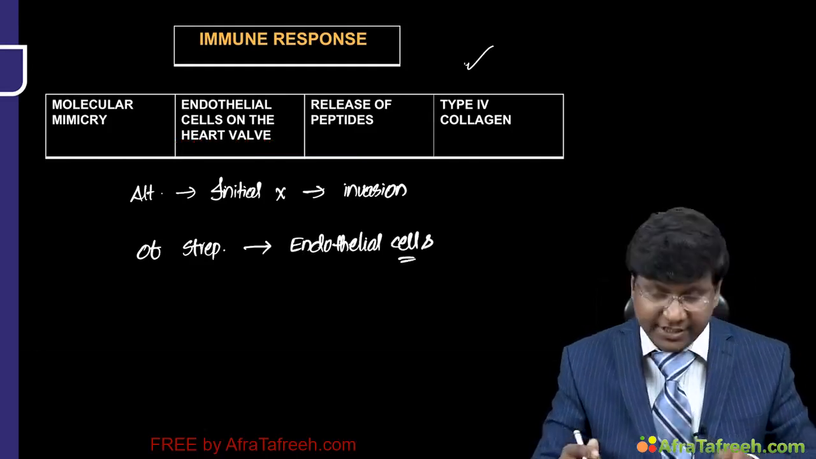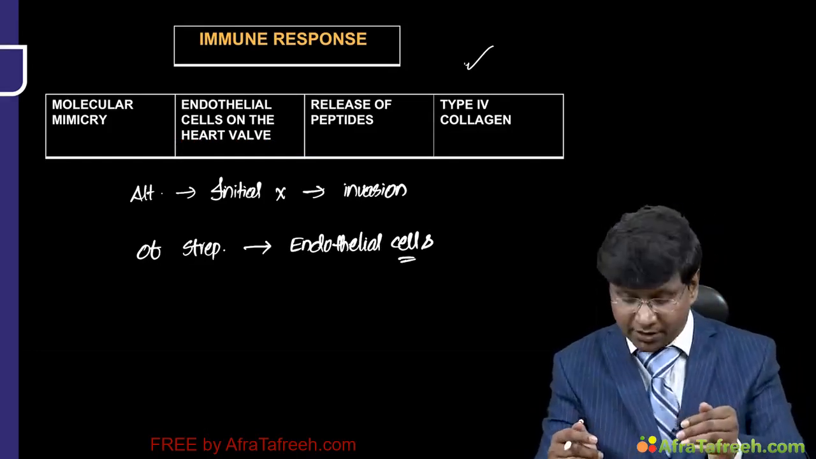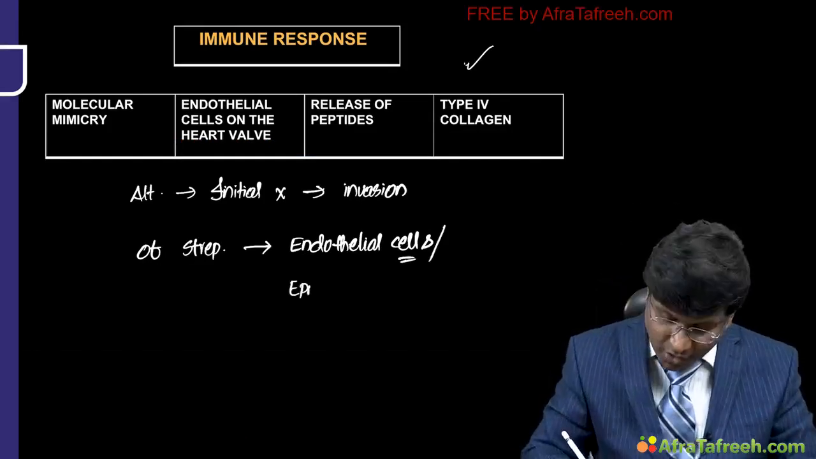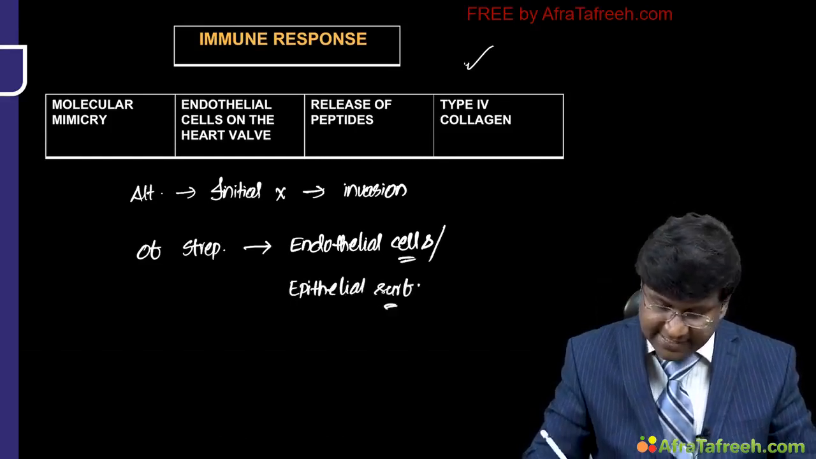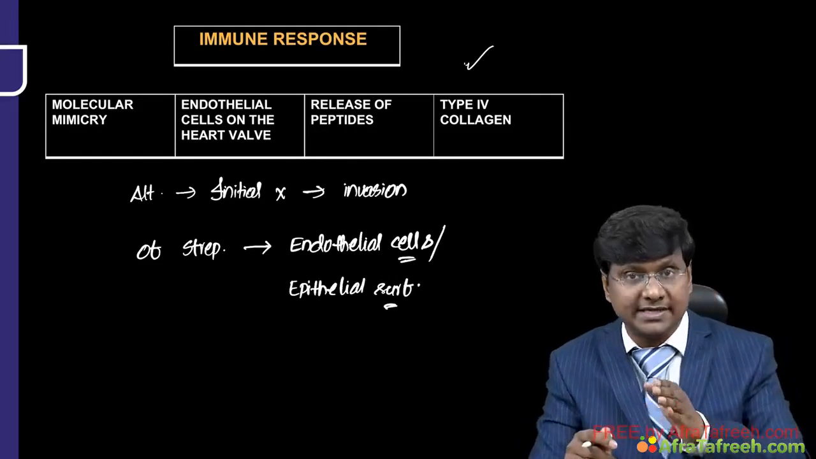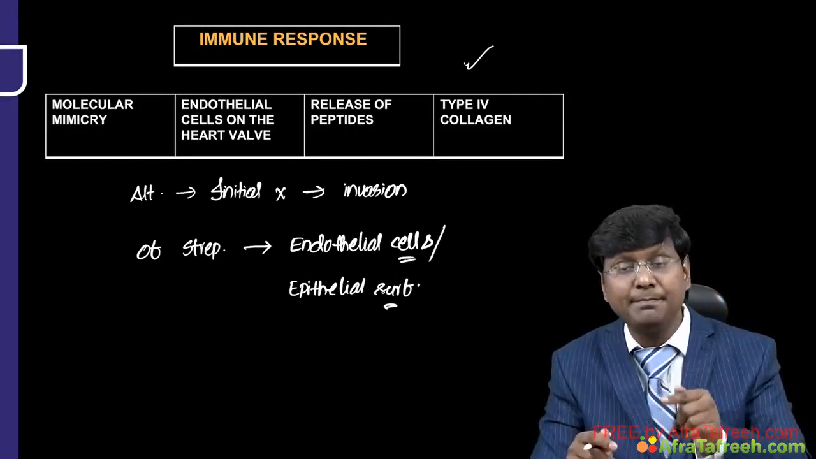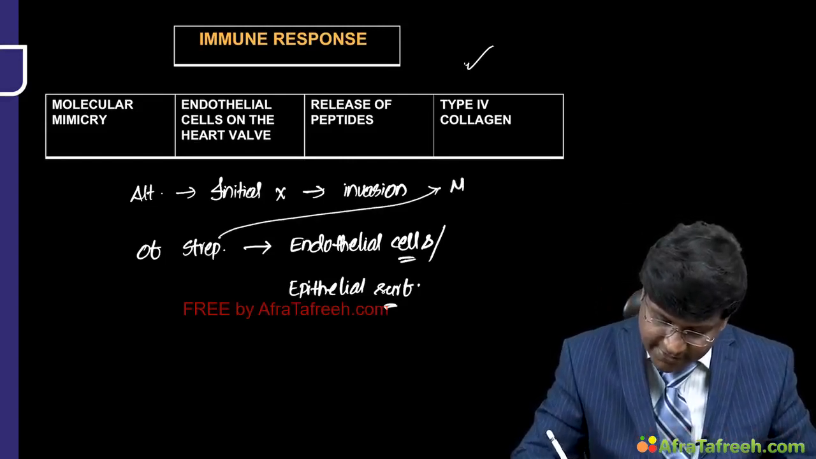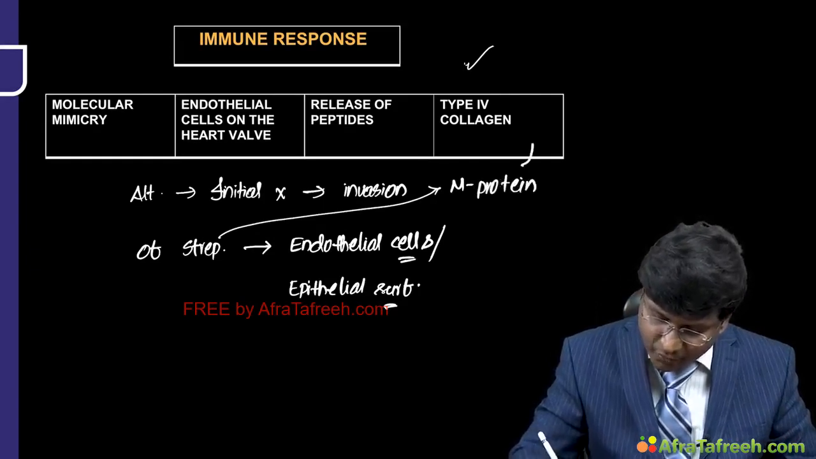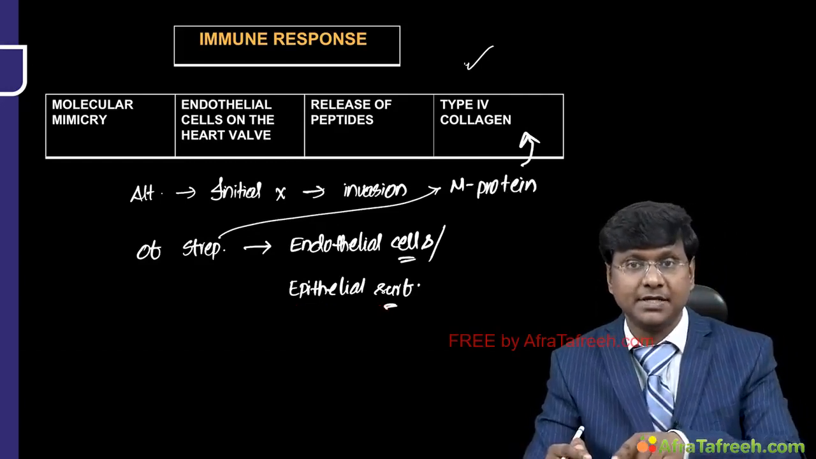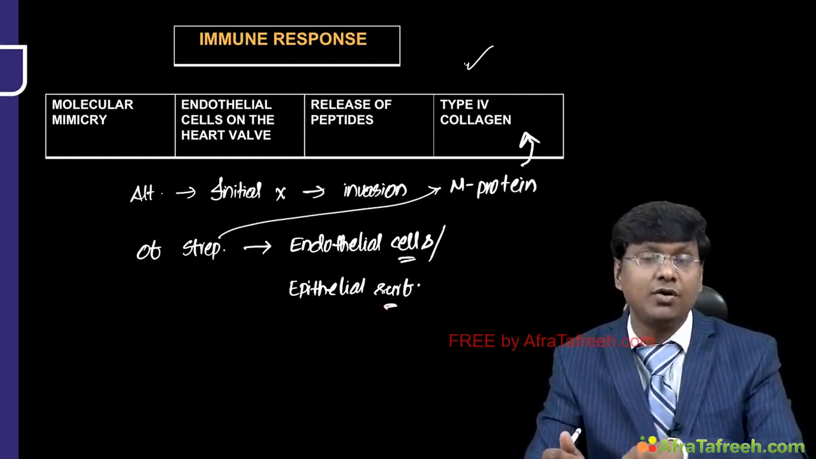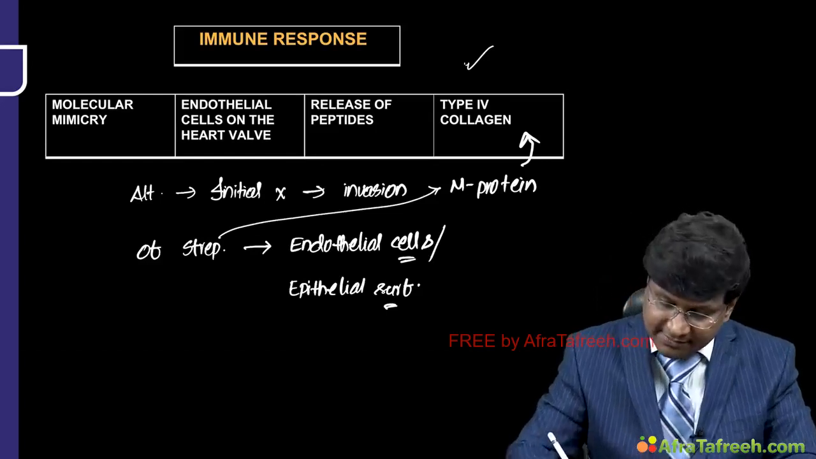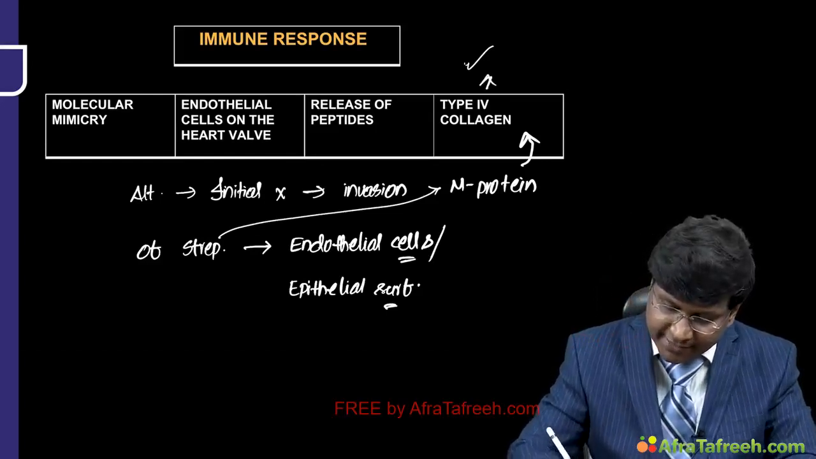The initial damage is due to invasion of the streptococcus into the endothelial cells or onto the epithelial surface. Now, this invaded streptococcus binds to the M protein of the type 4 collagen. And once it binds to the M protein of the type 4 collagen, this becomes immunogenic.